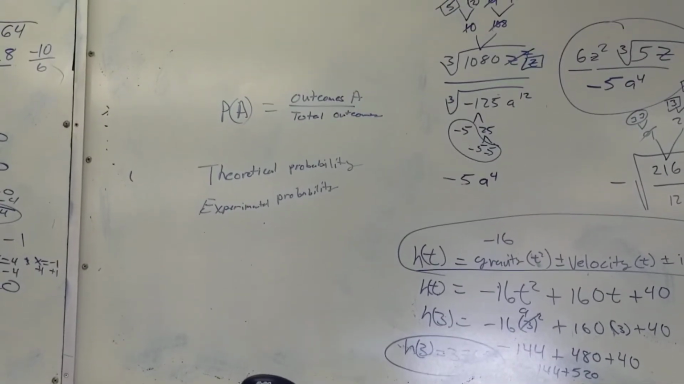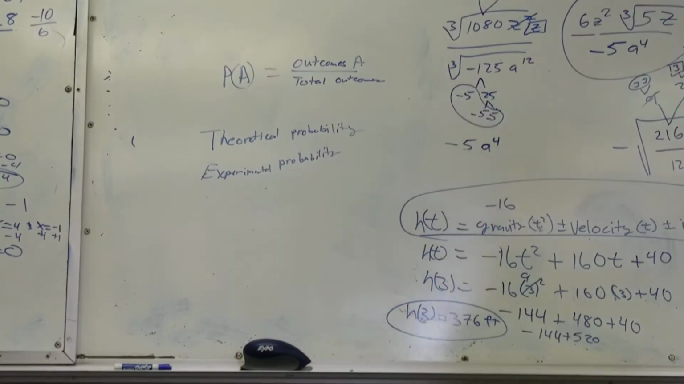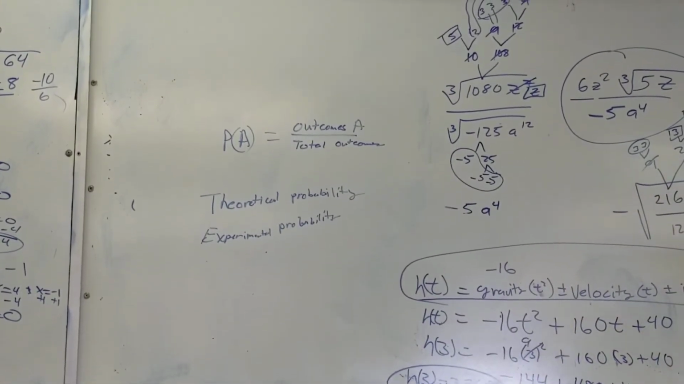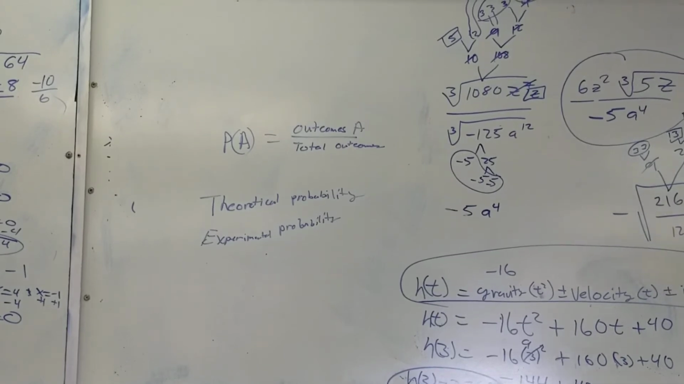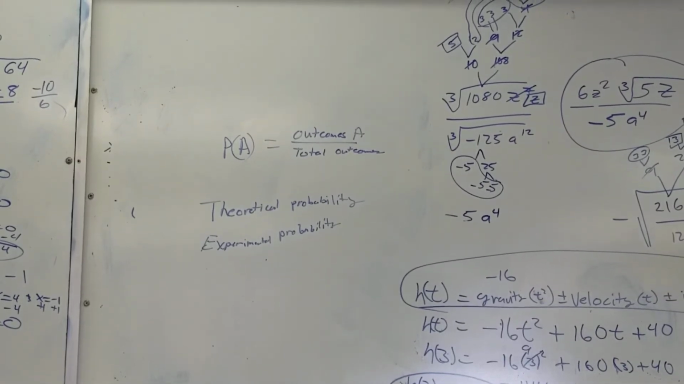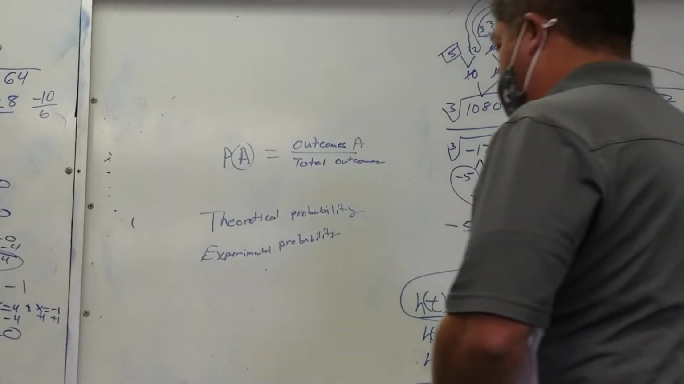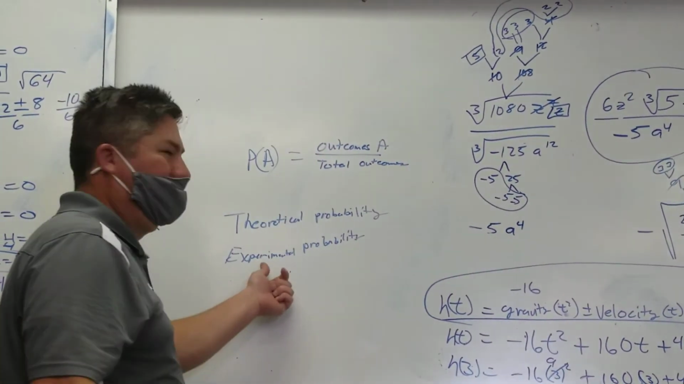Mark what you get. Okay, so theoretical is what mathematically should occur, and experimental is that which actually occurred. Write that in your notes. Theoretical is what mathematically should occur, and experimental is that which actually occurred, based on actual data.